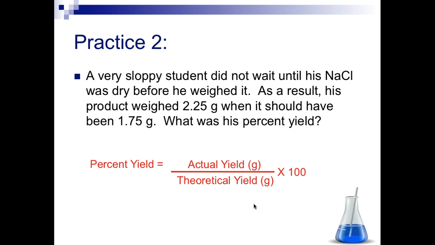Great, what did you get? You should have taken 2.25 over 1.75 times 100 and gotten 129%, which, again, is not good. It's over 100. That's too much.